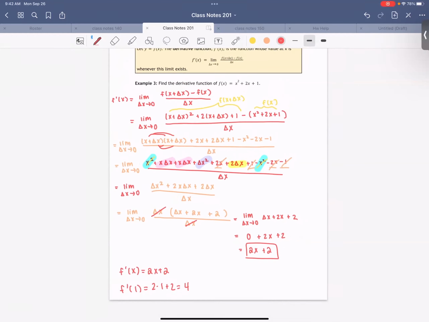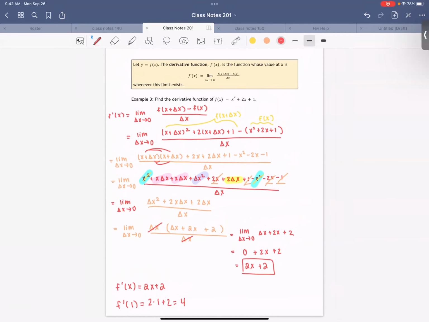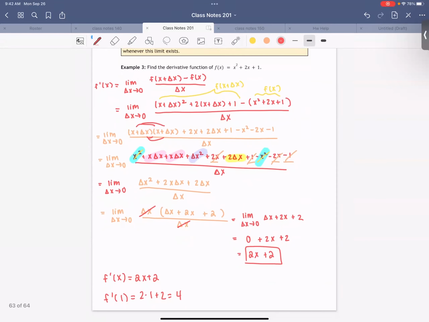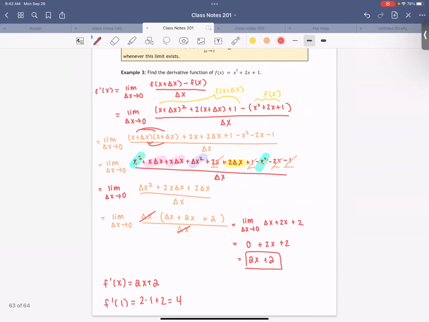Any questions on example 3? I know we just went through a lot of algebra. I know, David, there's a lot of stuff going on.